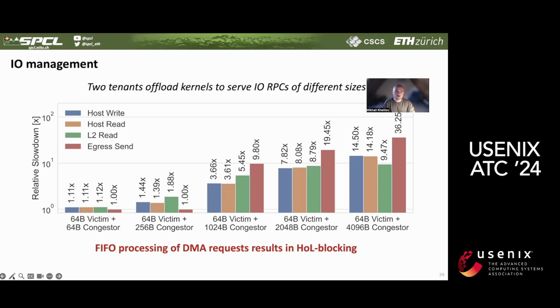The root cause for this problem is the design of the PSPin DMA engine. The engine implements FIFO policy to serve DMA requests from the compute clusters, and FIFO processing results in the head-of-line blocking problem for small DMA requests that are blocked behind the large ones in the DMA queues.